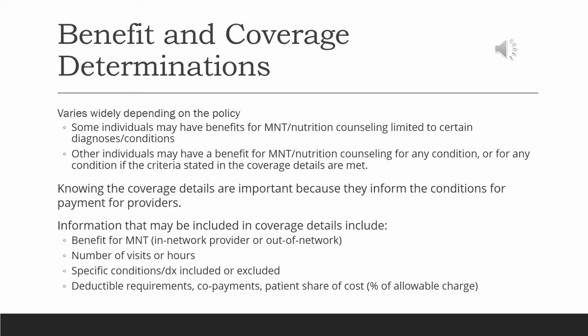Some of the information that might be included in coverage details are the benefit for MNT, like in-network providers or out-of-network, the number of visits or hours, the specific conditions or diagnoses included or excluded, and deductible requirements, co-payments, and patient share of costs, like the percentage of allowable charge that they can pay.